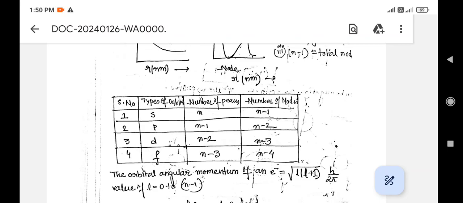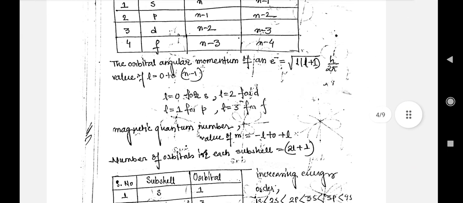l equals 0 for the s orbital, l equals 1 for the p orbital, l equals 2 for the d orbital, and obviously l equals 3 for the f orbital. These are very useful for determining the term symbol.